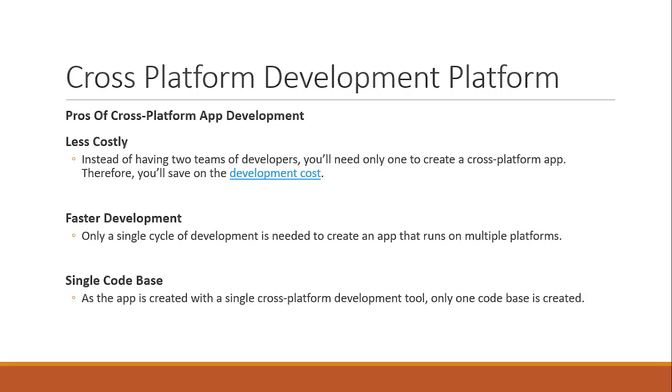And then next is we have the faster development. So only a single cycle of development is needed to create the app that runs on multiple platforms. So isa lang ka-development sa code development. Instead nga may Android or iOS, so 2 development cycles na siya.